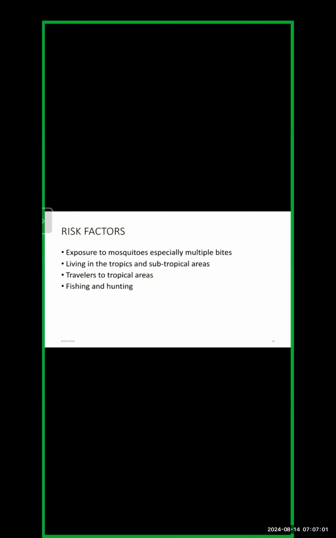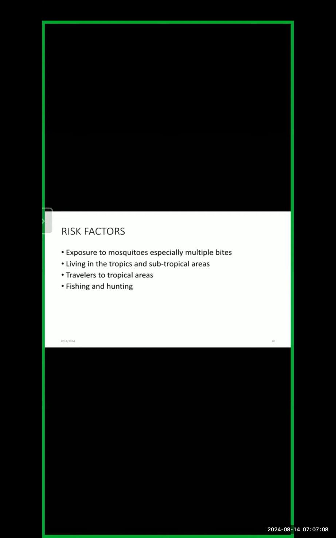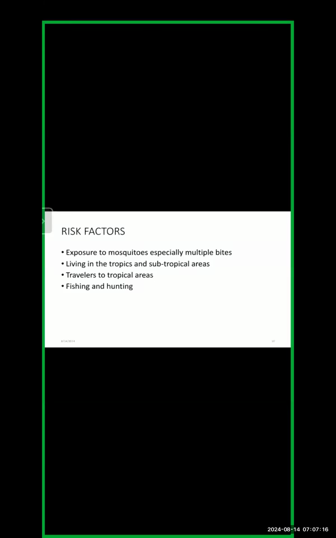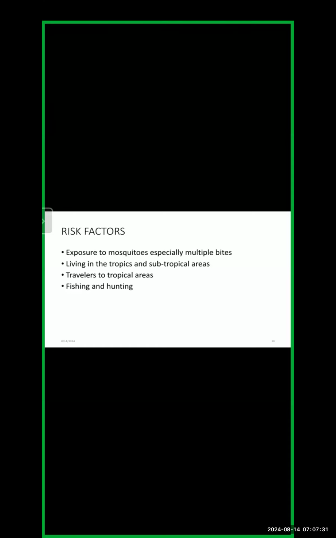The risk factors include exposure to mosquitoes and their bites, as we see in Culex mosquito, which is seen mostly in urban and suburban areas, Anopheles mosquito in rural areas, and Mansonia mosquitoes. So also living in tropical and subtropical areas are risk factors. Travelers to tropical areas and some other activities like fishing and hunting are known risk factors.